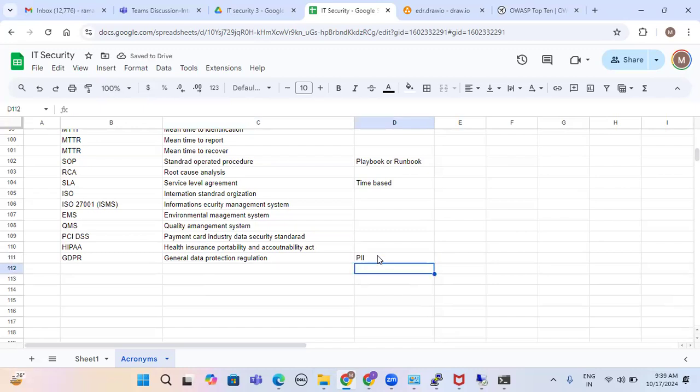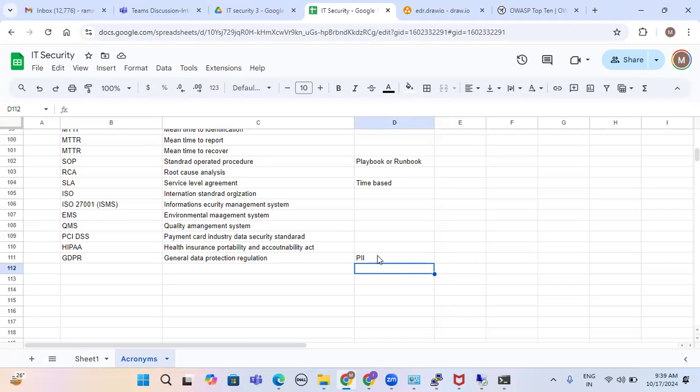What is your identity? Your identity may be your Aadhaar card or your voter ID or your passport or your driving license, your mobile number, your email address, your bank account, debit card, credit card. So this is the way we can identify the person. If that personal data is leaking, then GDPR will come into the picture.